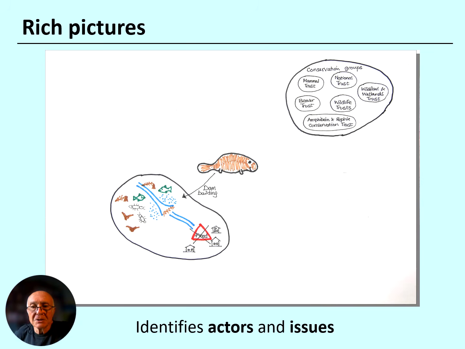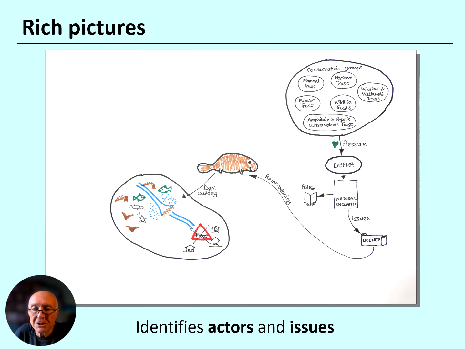Another thing we need to be concerned with are the groups which are pushing for the reintroduction of beavers. So here we have organisations such as the National Trust, the Mammal Trust, the Beaver Trust, and others. These are all conservation groups which are pushing for reintroducing beavers, and they apply pressure to the UK government ministry DEFRA, which is responsible for agriculture. I've indicated that they have a positive impact on DEFRA by using a green heart symbol.